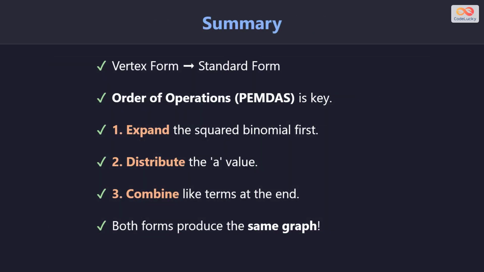To recap, converting from vertex to standard form is just an exercise in the order of operations. Always expand the squared part first, then distribute the value, and finally combine your constants. Keep these steps in mind, and you will get the correct answer every time.